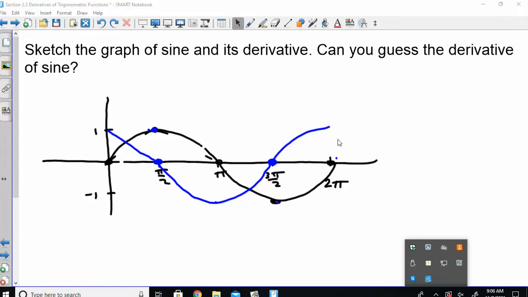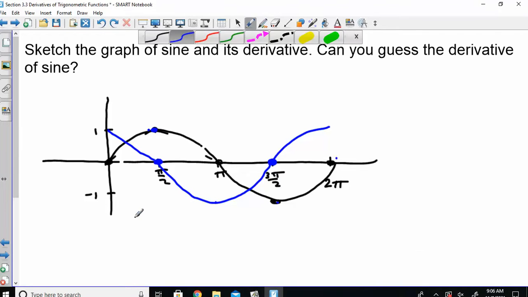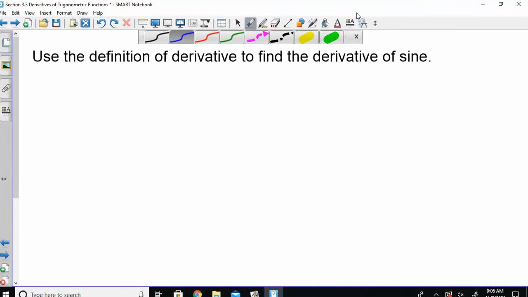Okay, so what does this look like, that blue one? Does it look like any graph you're familiar with? The other one? Cosine, yeah. So we kind of believe that the derivative of sine might be cosine. Let's use the definition of a derivative to see if that's correct.